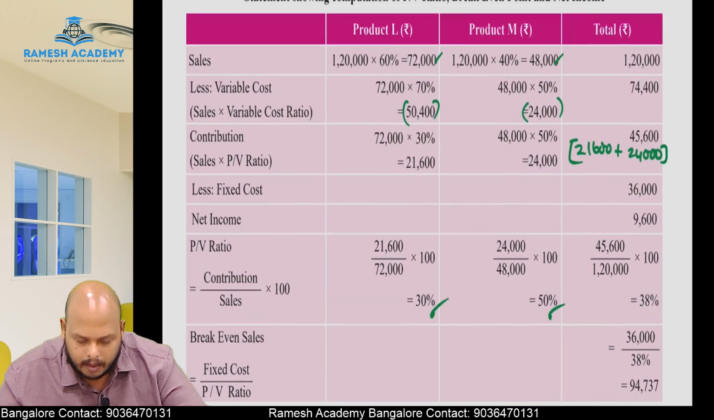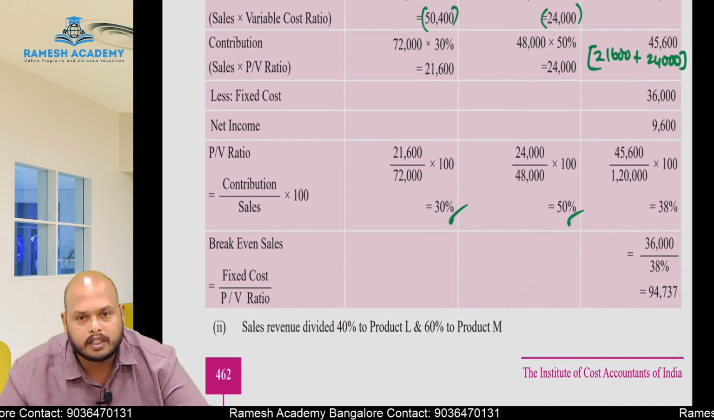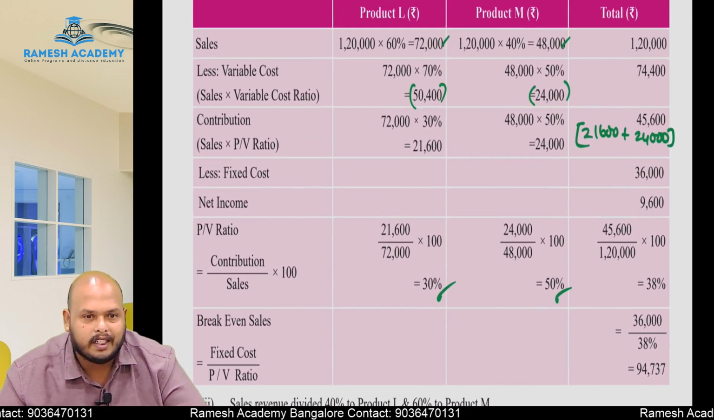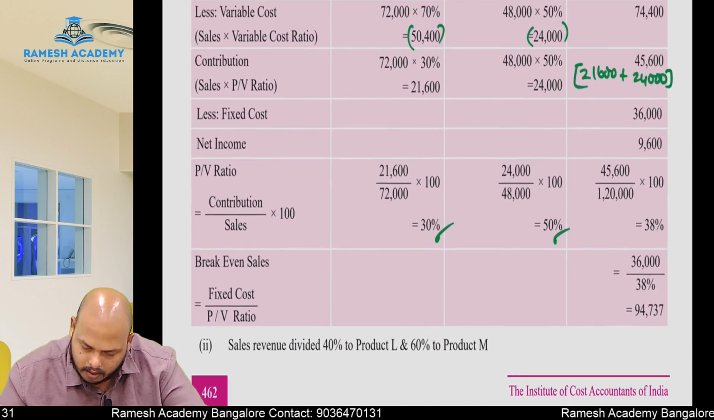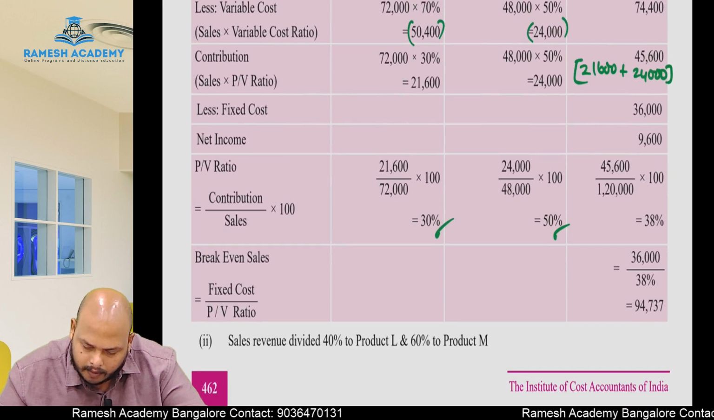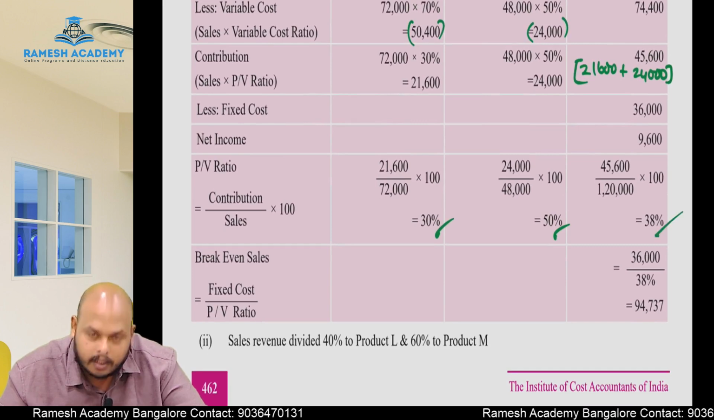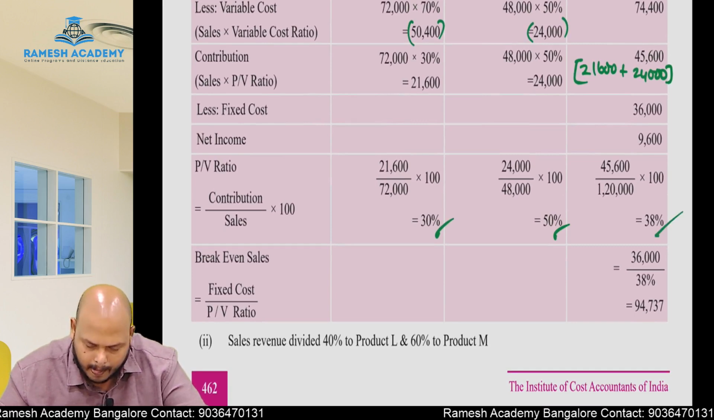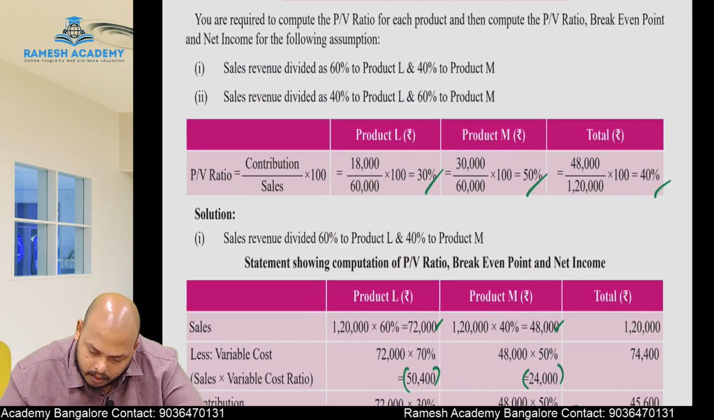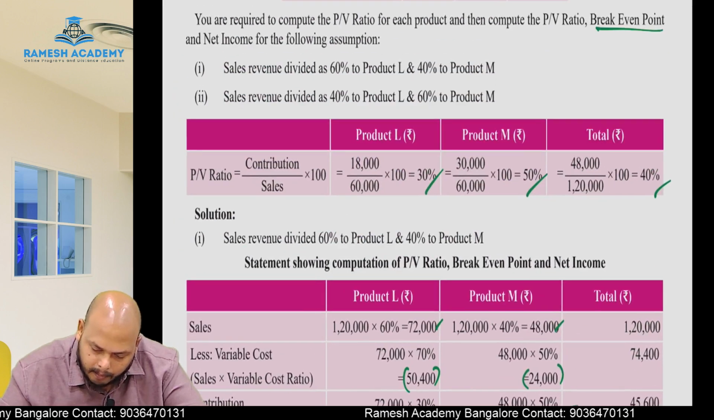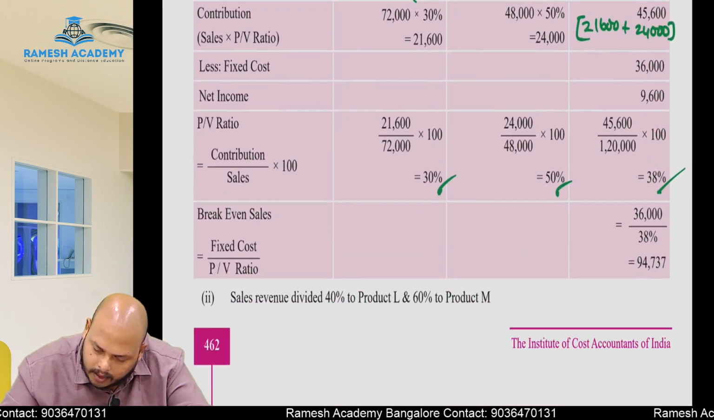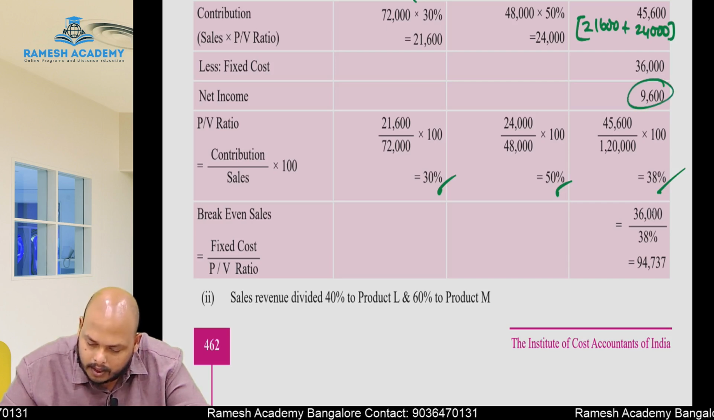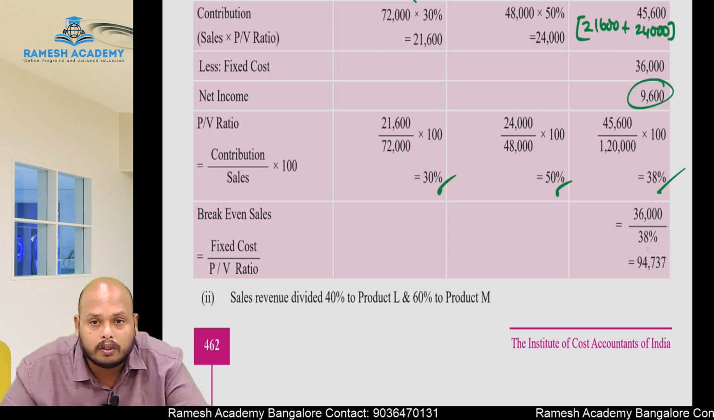Okay? 30%, 50%. PV ratio does not change because number of units increases or decreases. Still PV ratio remains the same. Overall is changed. Overall contribution is 45,600 by 1,20,000. That is 38%. Okay? Next, what did he ask in the question? PV ratio, break even point, net income. Net income already we calculated. How much is the net income? 9,600. Break even point: fixed cost 36,000 divided by PV ratio 38%.